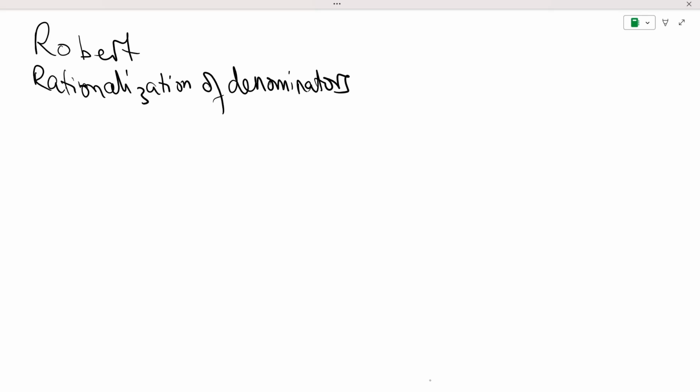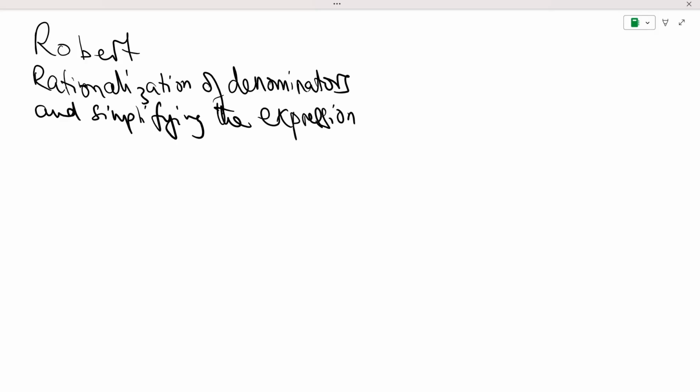In today's lesson, we will practice rationalization of denominators, and simplifying the expression so produced. Okay, we will start off with an example.